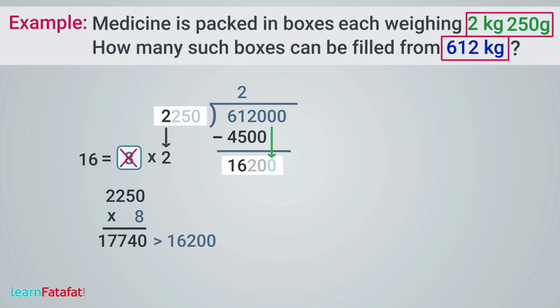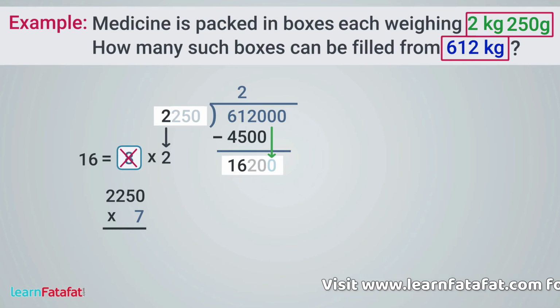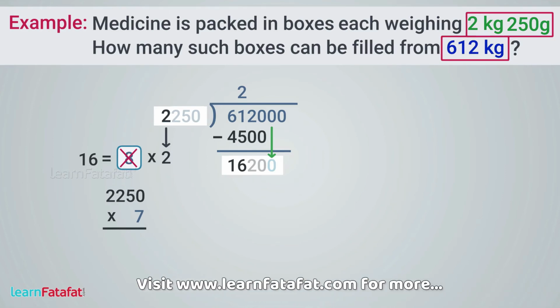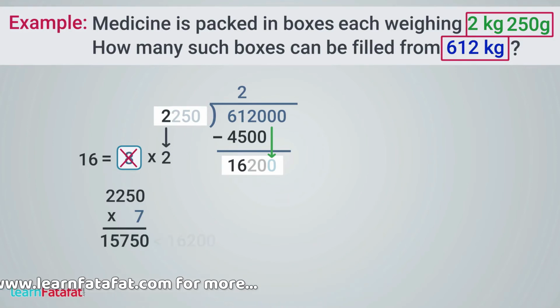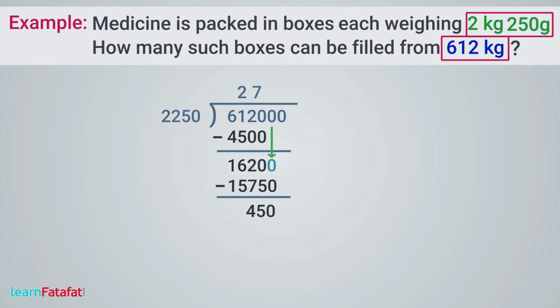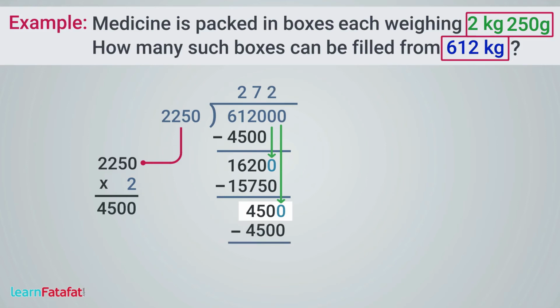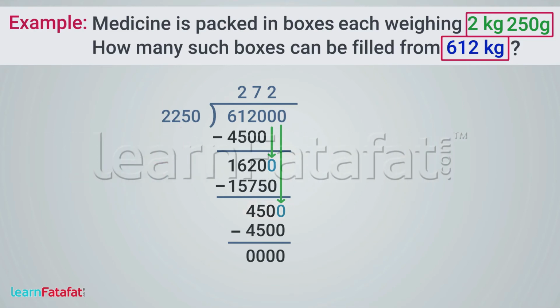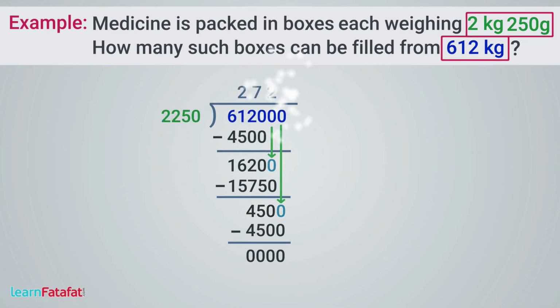So let's take a smaller number than 8, that is 7 as a quotient, with which we get 2250 multiplied by 7 is equal to 15,750. So 7 is quotient and remainder is 450. Bring down next 0. Number becomes 4500. 2 times 2250 is 4500. So quotient is 2 and remainder is 0. Dividing the two numbers, we get 272 as a quotient. Thus, number of boxes is equal to 272.